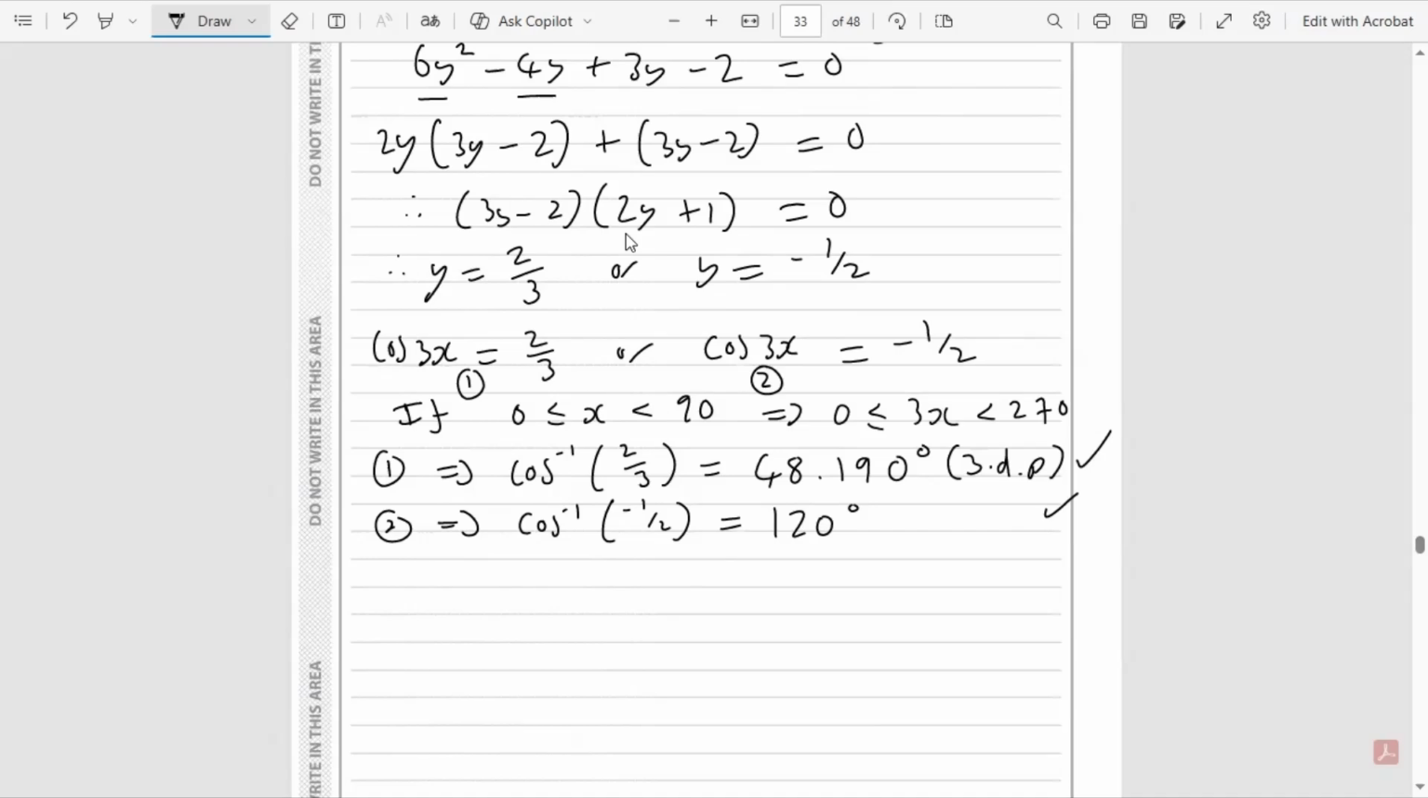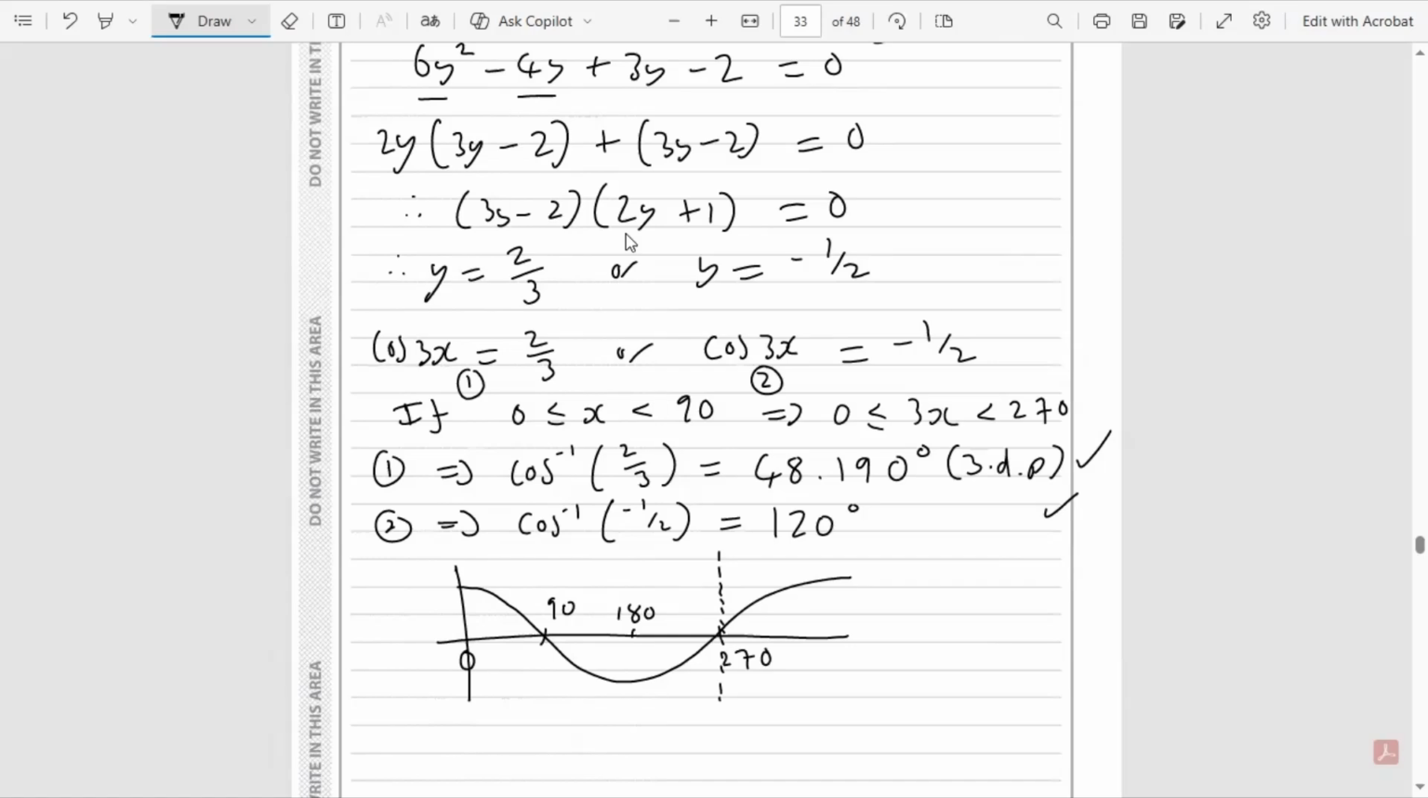But there could be other solutions. So this is where we just need to draw a cos wave and just work out if there will be more solutions. So obviously that's 0 degrees on the x-axis. That's 90 degrees there. That's 180 degrees there. And that's 270. Now we need to stop at 270. We're not allowed to go beyond 270 because the angle 3x has to be between 0 and 270.